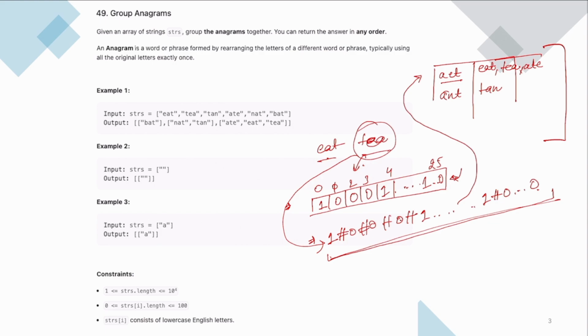So the complexity here is, since this is a constant size array, it's only 26 elements, so it will be constant processing. So at the end you will be processing in O(n) time only. So that will be the complexity here.